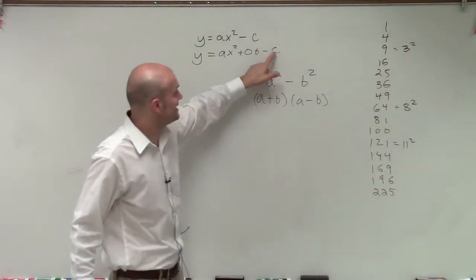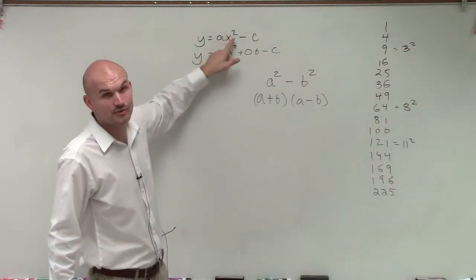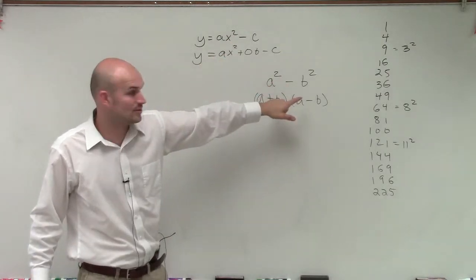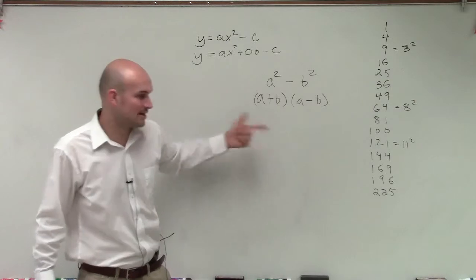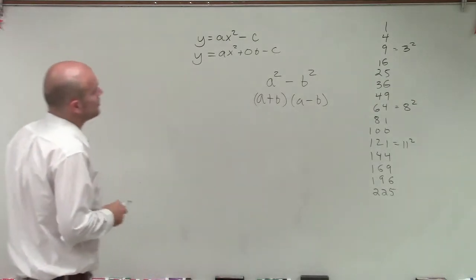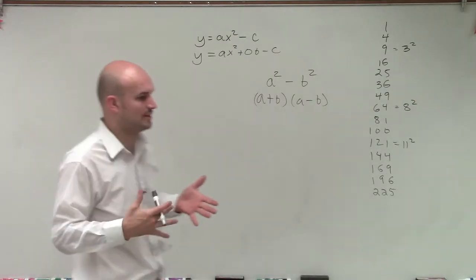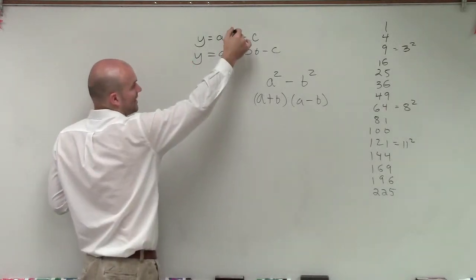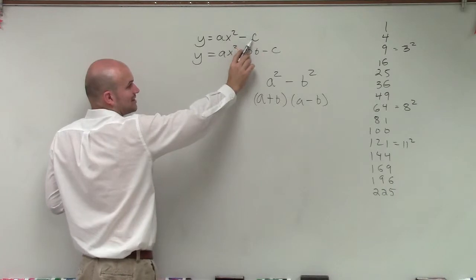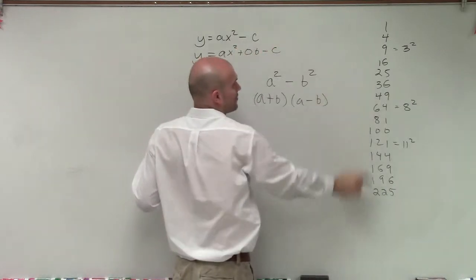So if my c is a squared number and I have another squared number and I'm subtracting the two, then it's possible that it's going to be a difference of two squares. So that's exactly what we're going to be looking at when we want to solve a difference of two squares. We're going to be making sure we have an x squared, and then also making sure that our c is a perfect square.